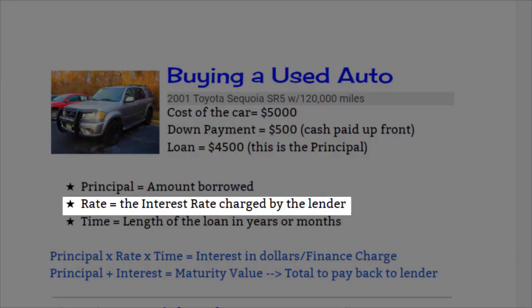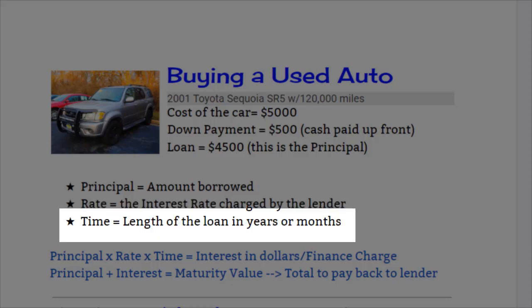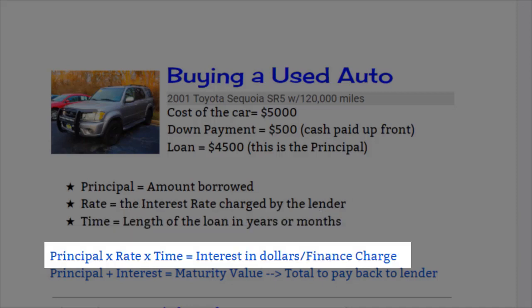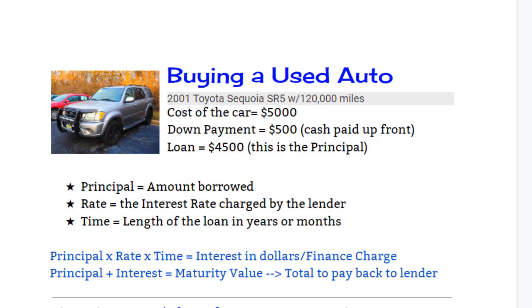The rate is the interest rate that is being charged by the lender. That means the bank, or if you're getting financing through the car dealership. And then the time is how long the loan is in years. So our formula that you may have heard before in math class is principal times rate times time. That's going to give you just the interest in dollars. That's also called your finance charge.